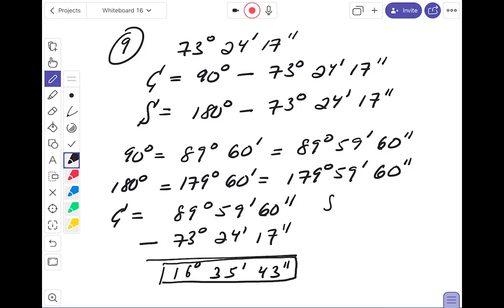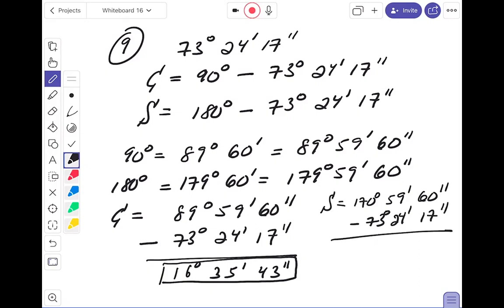Let's put the supplement down. And that's going to be what? 179, 59, 60, minus 73, 24, 17, 43. Not so bad, right? 35. And what do you get over there? I guess 97, right? I say 97. Did I make a mistake somewhere?